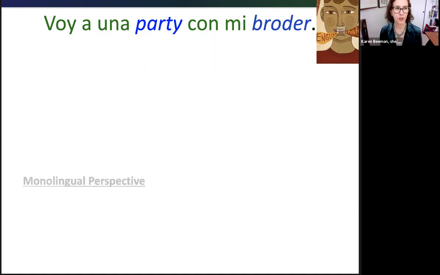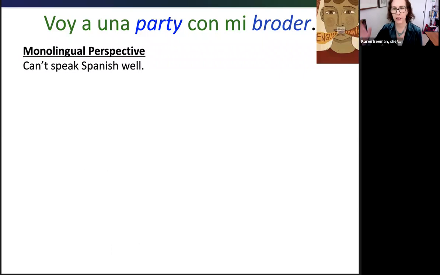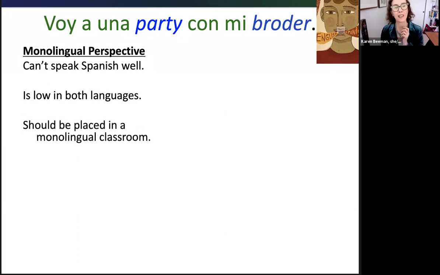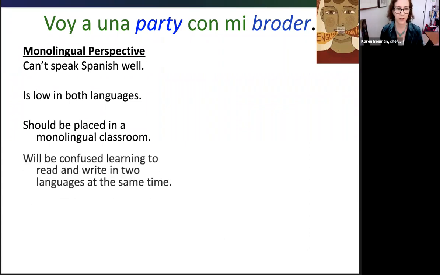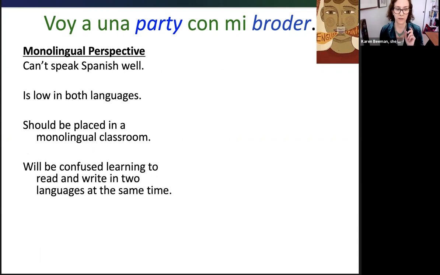The monolingual perspective would say, oh my goodness, another student who can't speak Spanish well. This student is low in both languages, shouldn't be in a two-way immersion or dual language program because this gets confused. Let's put them in a monolingual, all English classroom, right? Because they're going to get more confused if we teach them to learn to read and write in both languages.